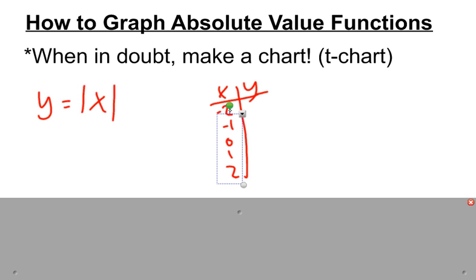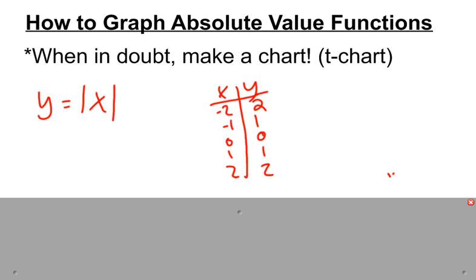And then plug it in. If we plug in the absolute value of -2, y is going to be 2, because the absolute value of -2 is 2. The absolute value of -1 is 1. 0 would be 0. Positive 1 would be 1. Positive 2 would be positive 2.